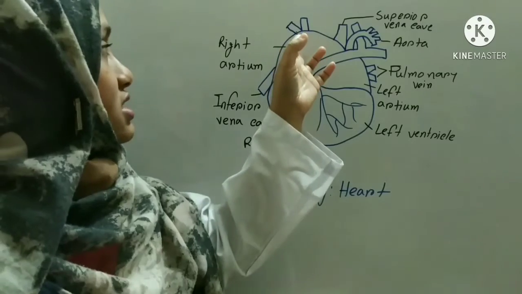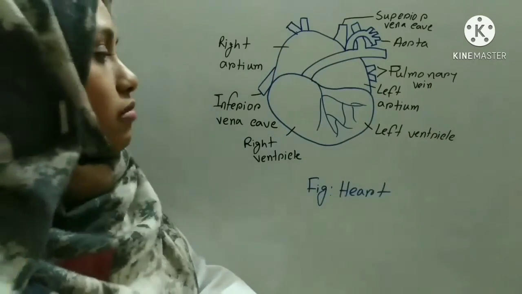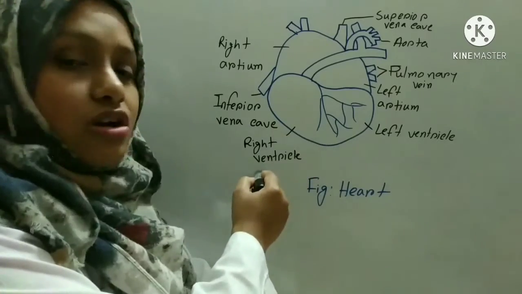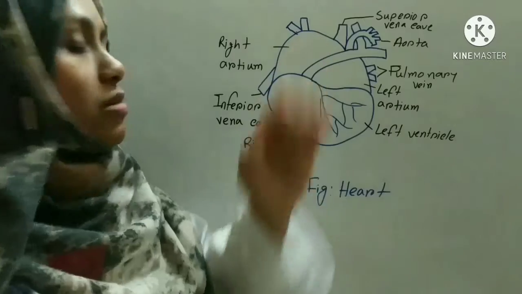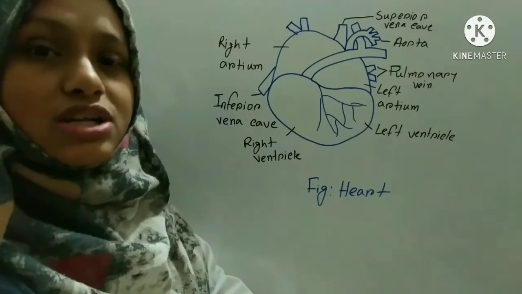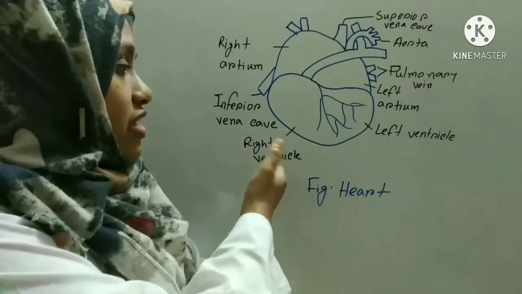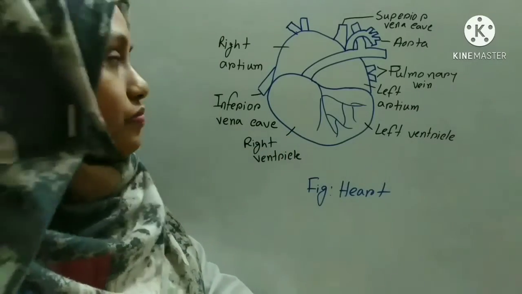Now, this is the right atrium and this is the left atrium. This is the right ventricle and this is the left ventricle. The atria are separated by the interatrial septum and the ventricles are separated by the interventricular septum.